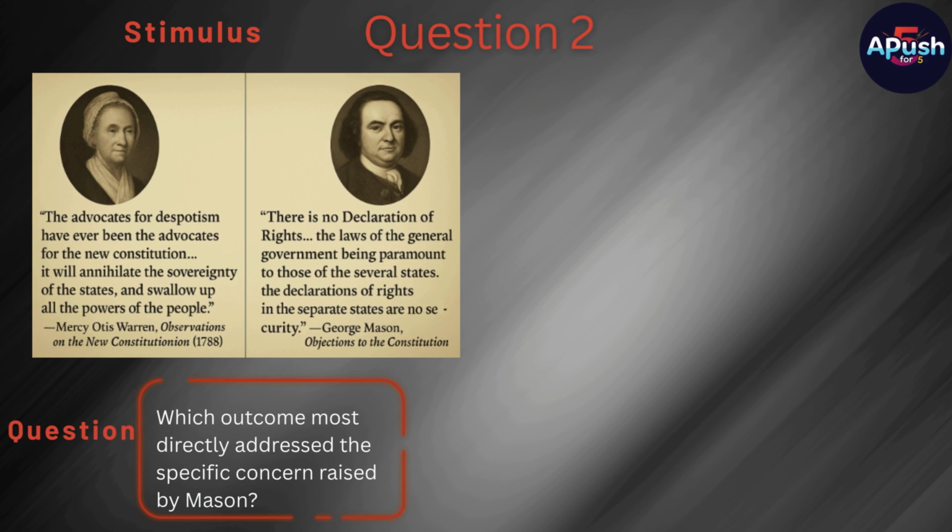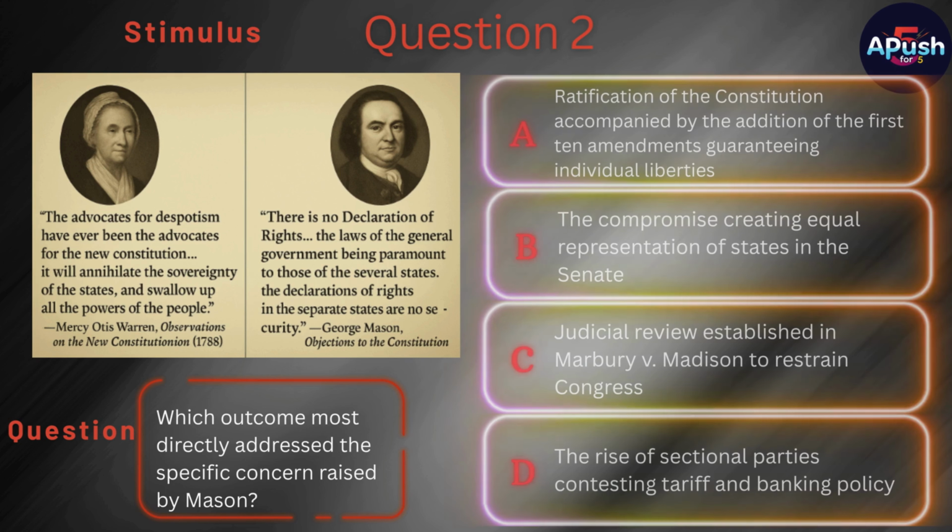Question 2. Stimulus. See image. Question. Which outcome most directly addressed the specific concern raised by Mason? A. Ratification of the Constitution, accompanied by the addition of the first 10 amendments guaranteeing individual liberties. B. The compromise creating equal representation of states in the Senate. C. Judicial review established in Marbury versus Madison to restrain Congress. D. The rise of sectional parties contesting tariff and banking policy.